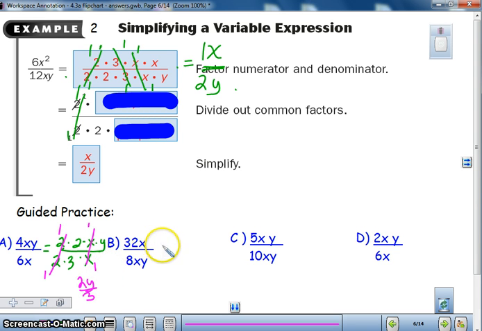So now we're looking at 32xy. And one thing I noticed about 8 and 32 is that 8 is equal to, as I was saying, I got interrupted by my children.